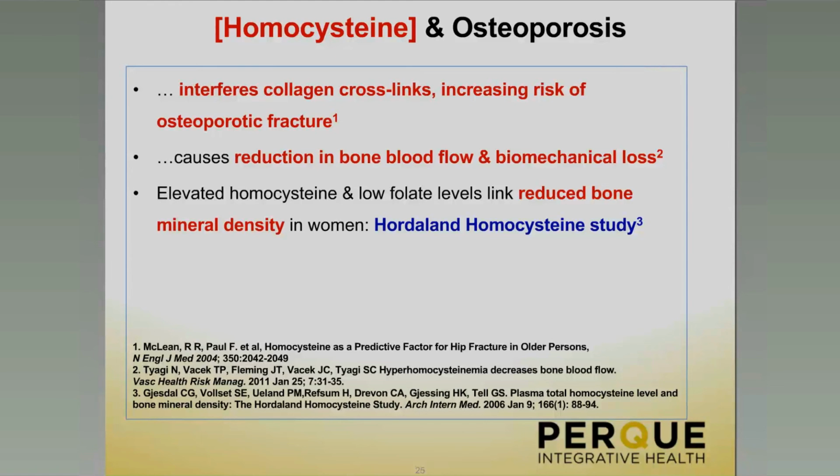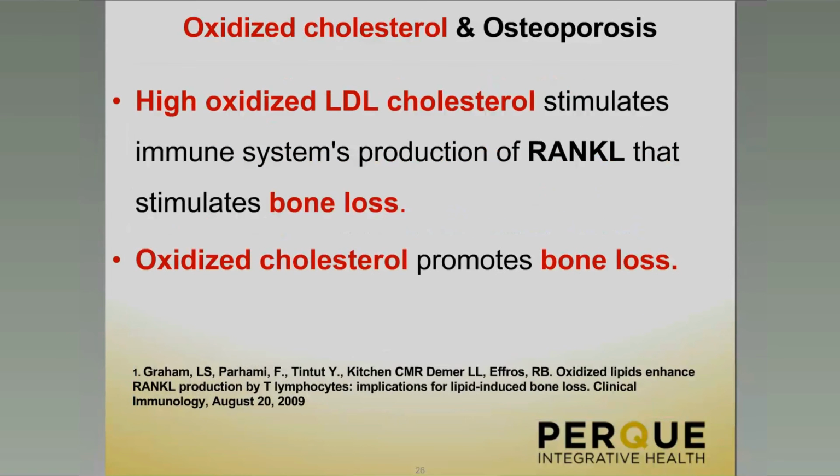So homocysteine methylation and detoxification have important links to osteoporosis, and another aspect of the alkaline way for managing healthy detoxification by keeping homocysteine below 6 is illustrated. Further, oxidized cholesterol, or oxidation of essential fats, is associated with osteoporosis. High oxidized LDL cholesterol stimulates the immune system's production of RANKL that stimulates bone loss, or stimulates bone osteoclastic activity. And oxidized cholesterol itself promotes bone loss. So we want to keep the oxidized fats undetectable. We do that with enough antioxidants, starting from calibrated ascorbate and including polyphenolics and others.